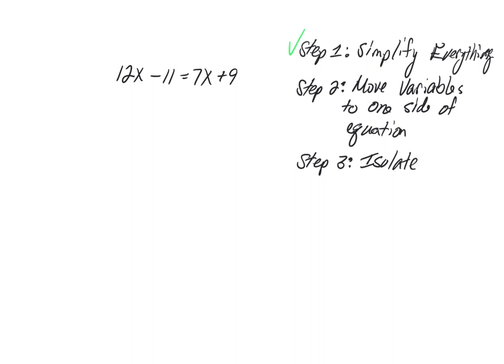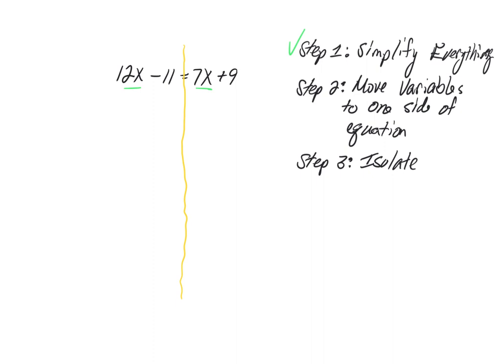Step 2 is now moving variables to one side of the equation. So I do see here that I have variables on both sides, so I'm going to move them to one side of the equation. So I'm going to first draw this line down the middle again. Remember, anytime we move from one side of that equation to the other, we need to do the inverse.